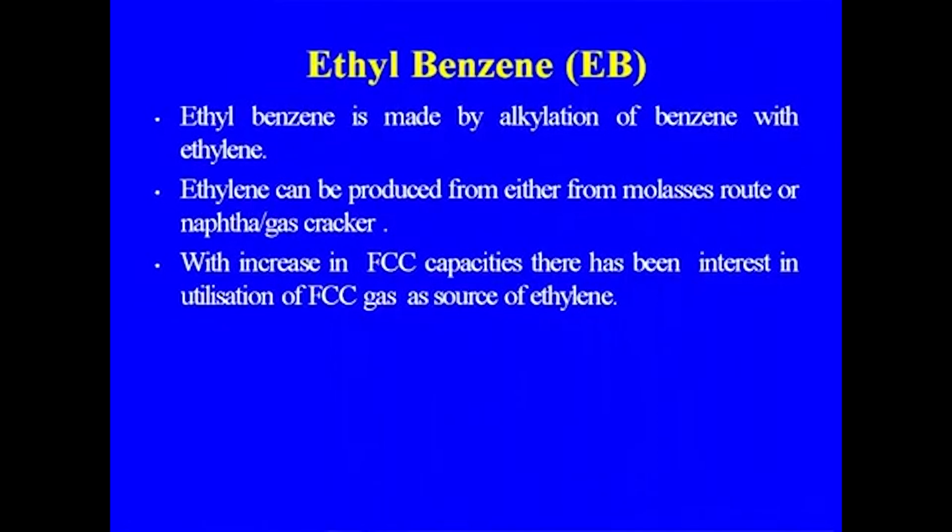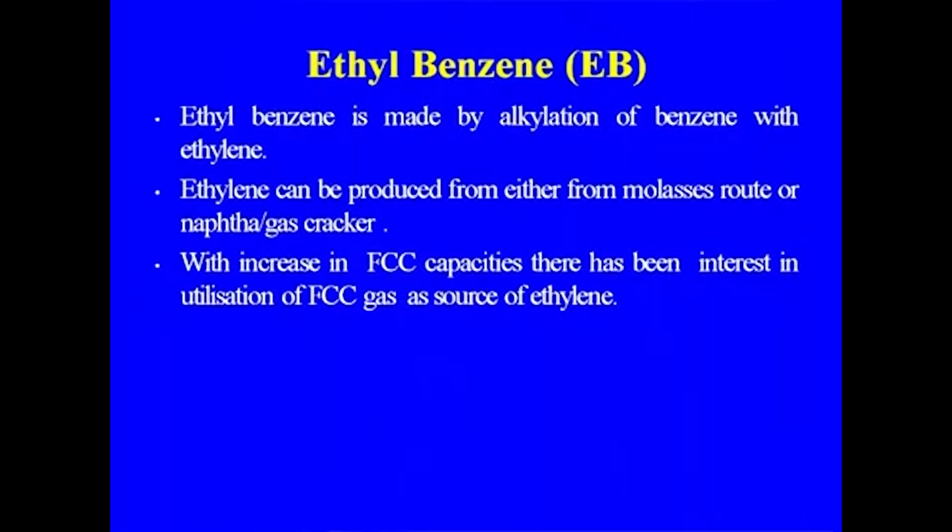Let us discuss now what the routes are for making ethyl benzene. Ethyl benzene is made by the alkylation of benzene and ethylene, and again here the catalysts are H2SO4, then hydrofluoric acid, and now solid acid catalyst.